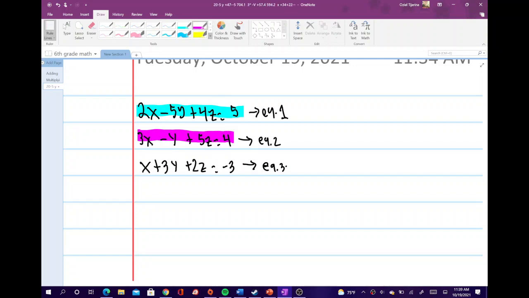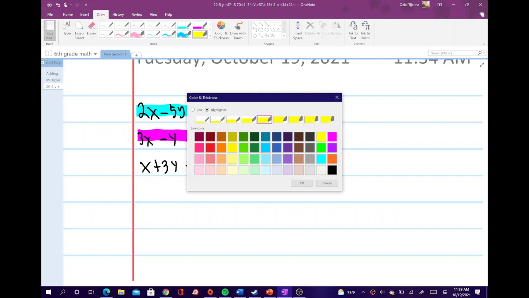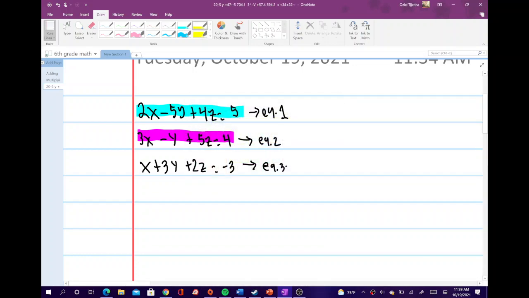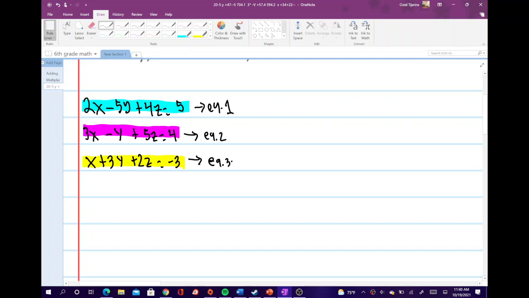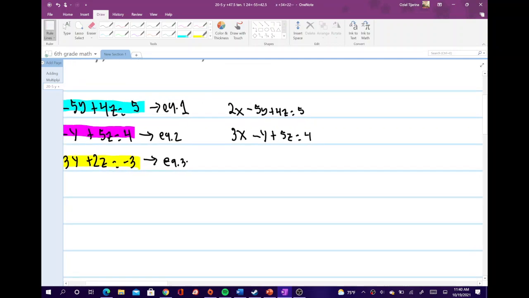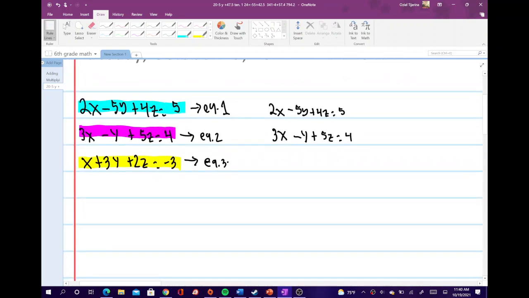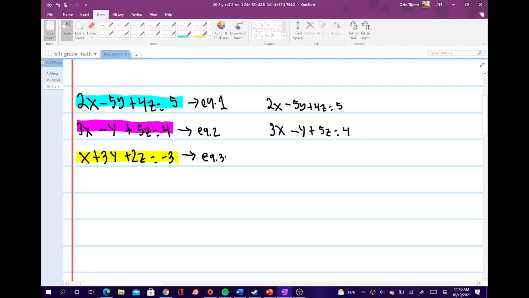So I'm gonna just go ahead and color code each of these so that you guys know which one is which, and that way we can make it very clear, right? So let's grab equations 1 and 2, right? So we have 2x minus 5y plus 4z equals 5, right? And we have 3x minus y plus 5z equals 4, okay? So I'm gonna try to eliminate my x variable, okay?